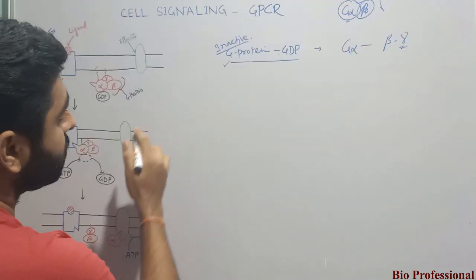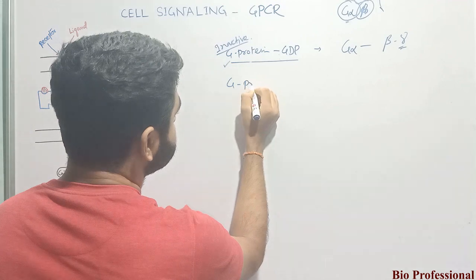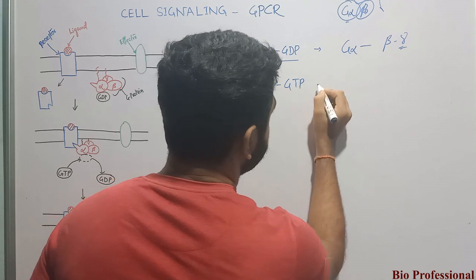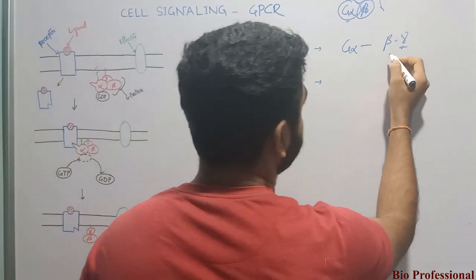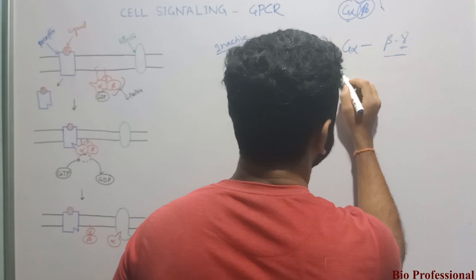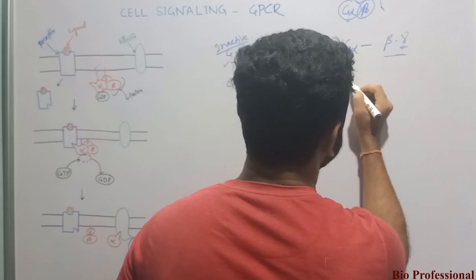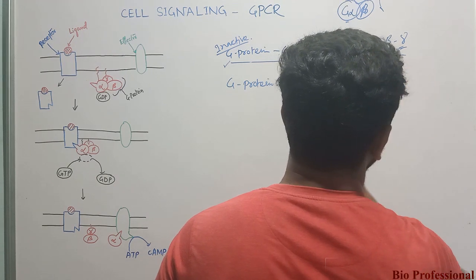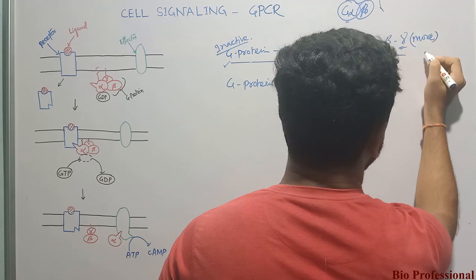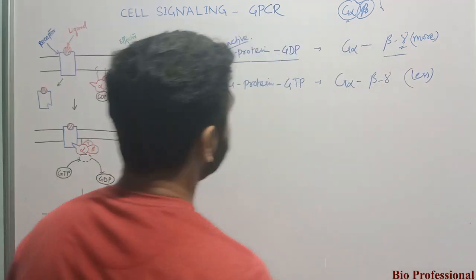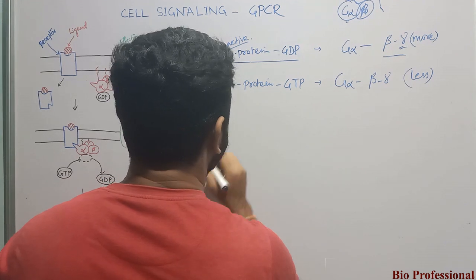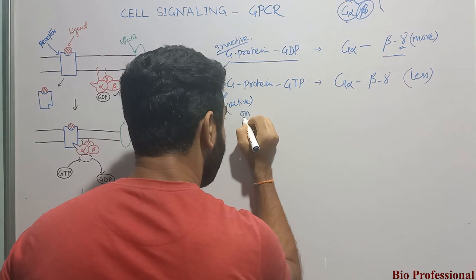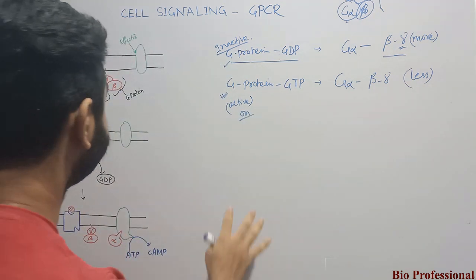But when the G protein is bound to GTP, its affinity decreases for beta and gamma. That means G alpha has very little affinity for beta and gamma. Here affinity is more, here affinity is less. In this condition we call it G protein active, or sometimes we call it G protein on.